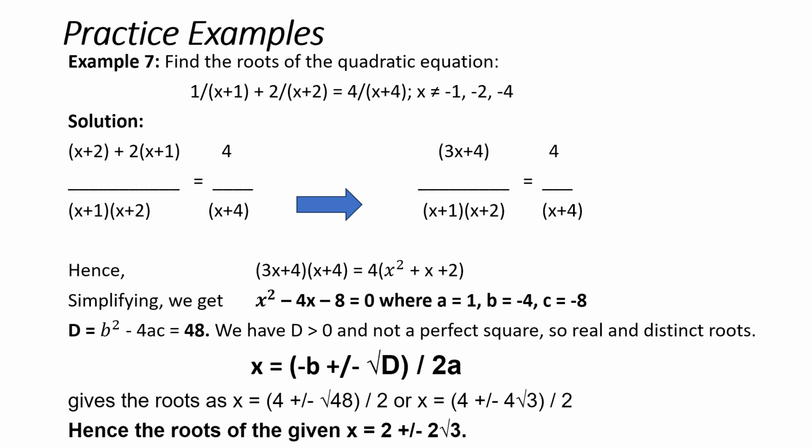But you know 48 is 16 into 3. So root 16 is 4. You can take out 4 common into root 3. So it is (4 ± 4√3) upon 2. In simplified form, you get x as 2 ± 2√3. So the roots are 2 + 2√3 and 2 − 2√3.